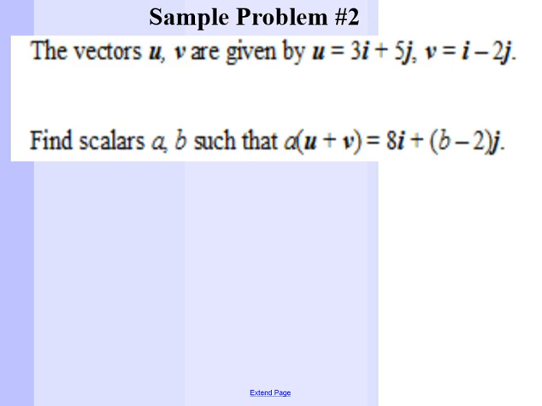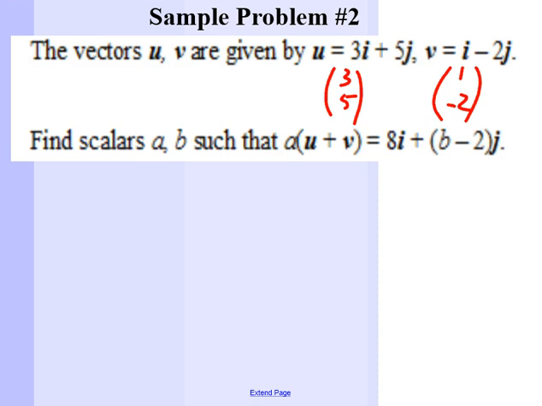I think you got the idea of the whole 3D vector idea. So how are we going to do this one? The vectors u and v are given by this. Well, first of all, right away, I like to write it this way: 3, 5, and 1, negative 2. Do you get that I just changed that into column form?